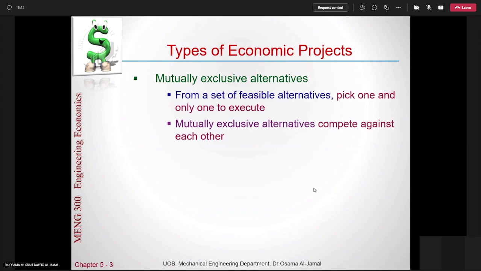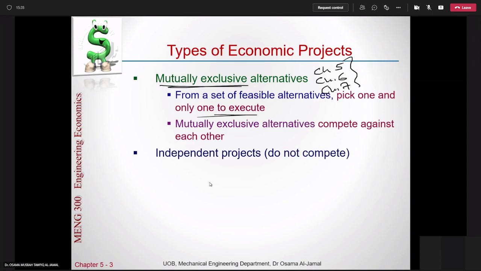Mutually exclusive alternatives compete against each other. But what is that second type of economic projects? The first type, which we are going to see here in chapter 5, then in chapter 6 and chapter 7, is mutually exclusive alternatives. The second type is independent projects. Independent projects do not compete. So what to do with that? Actually, we'll see this, inshallah, in chapter 12.